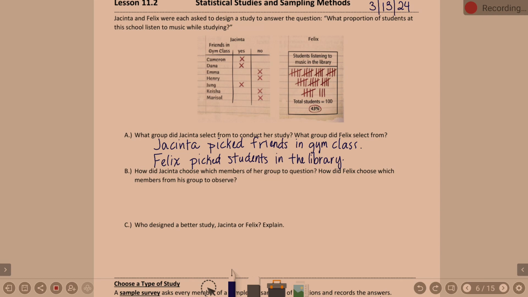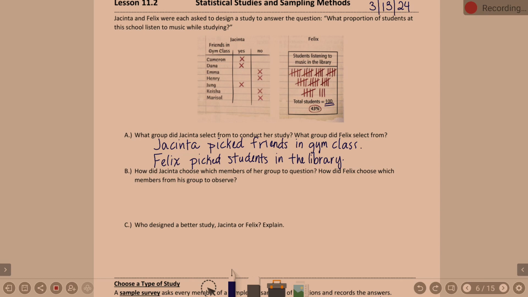Okay. So B, how did Jacinta choose which members of her group to question? And then how did Felix choose which members from his group to observe? Well, Jacinta's we've already talked about. Jacinta asked friends in gym class. What about Felix? Well, not just people listening to music. The tallies represent people listening to music, but in total it says 100. So just in general, students in the library, right?